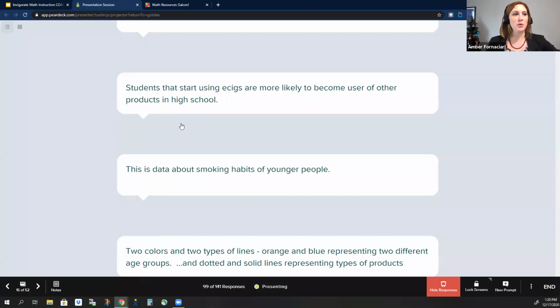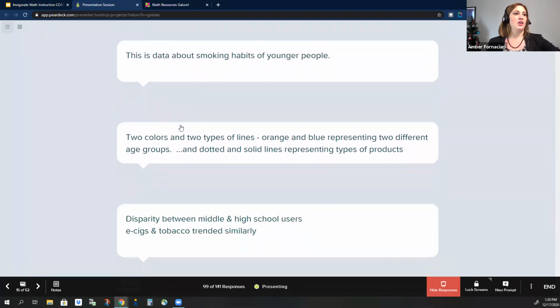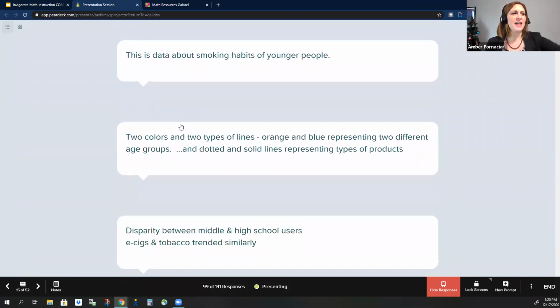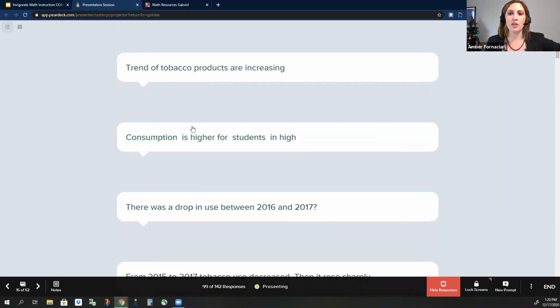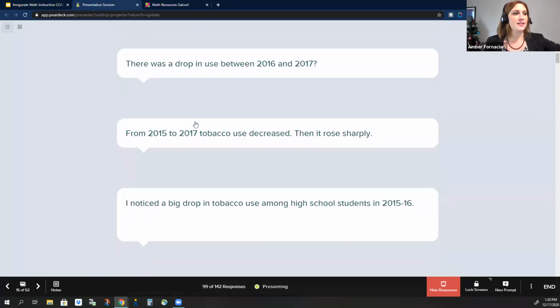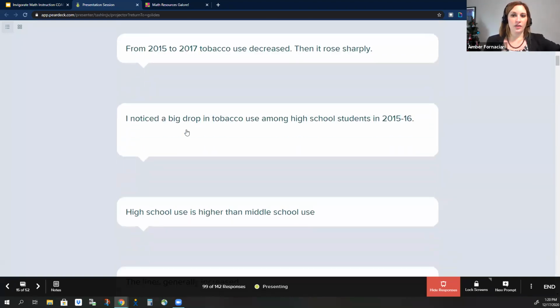This data is about smoking habits of young people. Yes, two colors, two types of lines. That's my students right there. That one, two colors, two types of lines, orange and blue. Yep. Disparity, trend of tobacco products are increasing. Consumption is higher. Yes, yes, yes. Now, there's your student brain on, right?